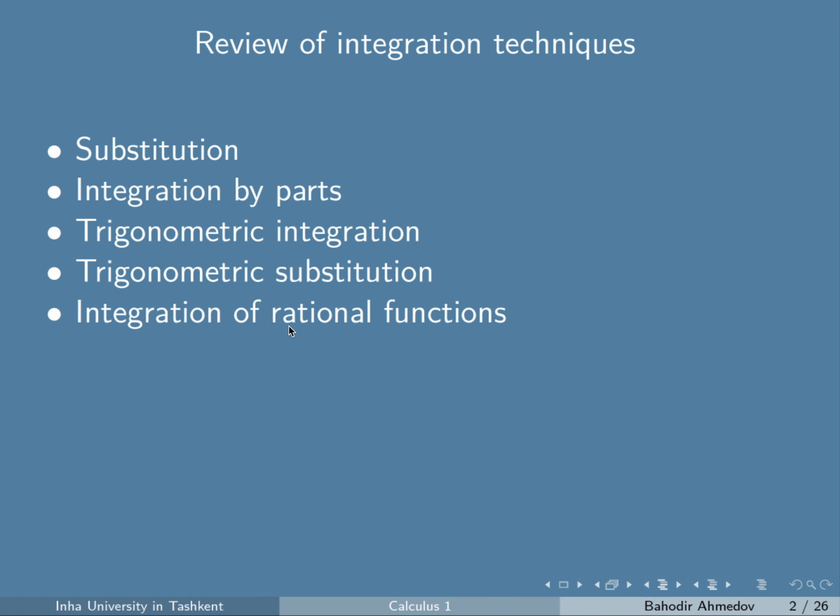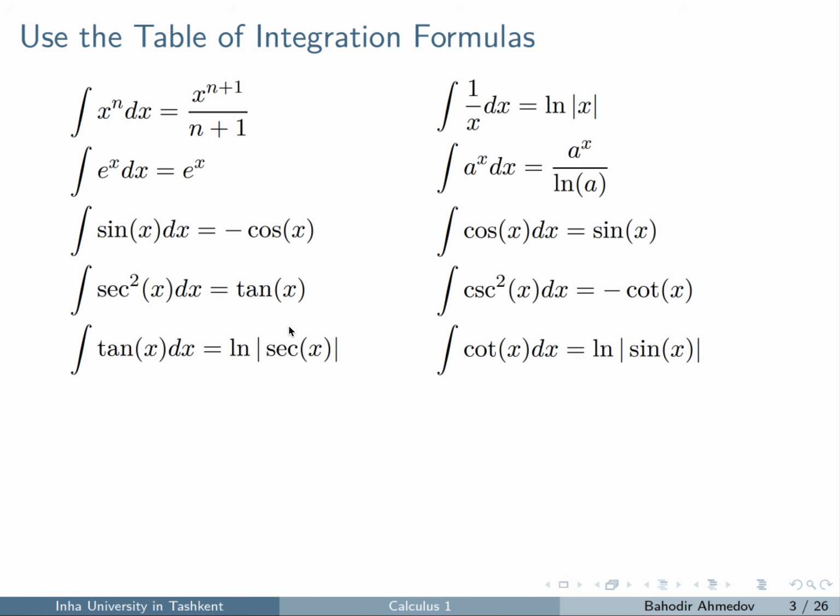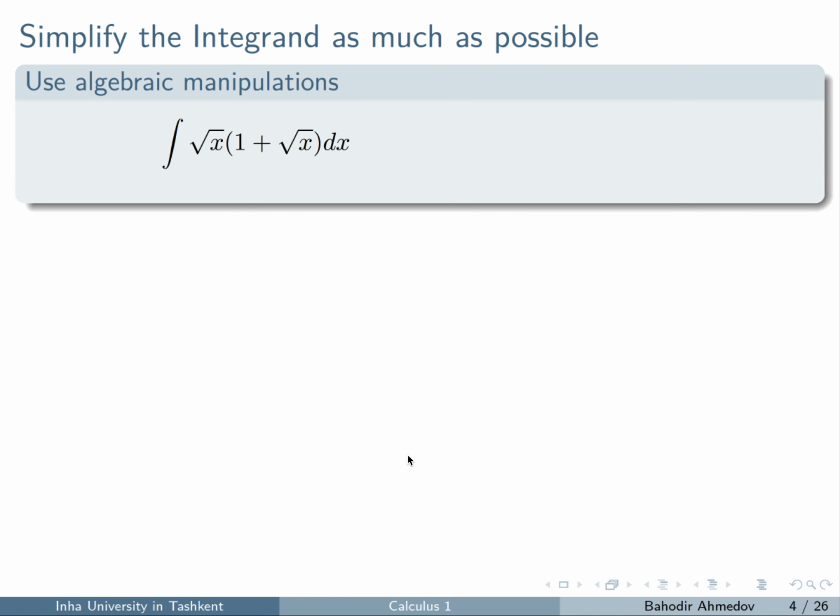So let's start with the substitution rule. Before we start, I would like to say, if you have an integration which falls into one of these cases, then you don't need to use any techniques, you can just use this table. This is the table for integration of the standard functions, and here we're going to discuss how to integrate the non-standard functions which are not in this table.